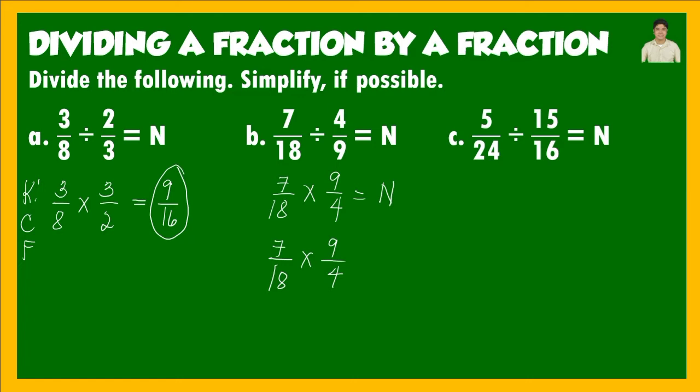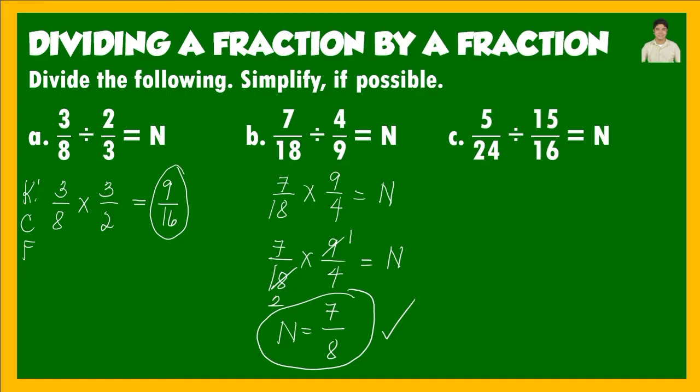So, yung 9 and 18, meron silang GCF, which is 9. So, 9 divided by 9, this will become 1. Then, 18 divided by 9, it will become 2. 7 and 4, wala po silang greatest common factor. So, we'll just multiply the remaining factors. So, 7 times 1, that is 7. And then 2 times 4, 8. So, our final answer is 7/8. So, I hope nasusundan po natin yung keep, change, and flip technique.